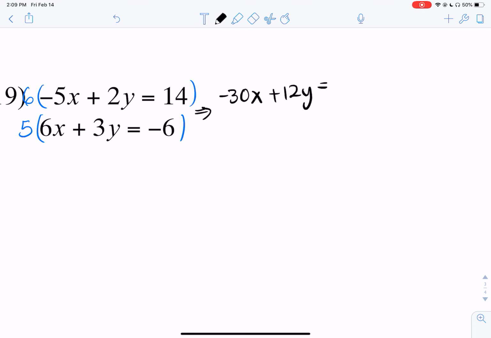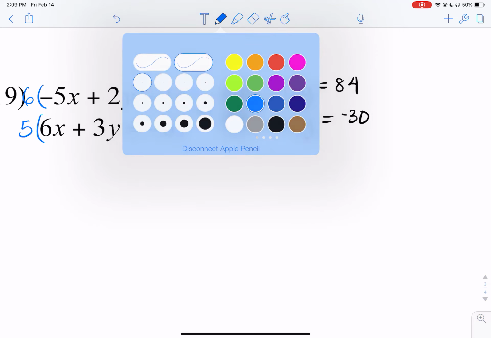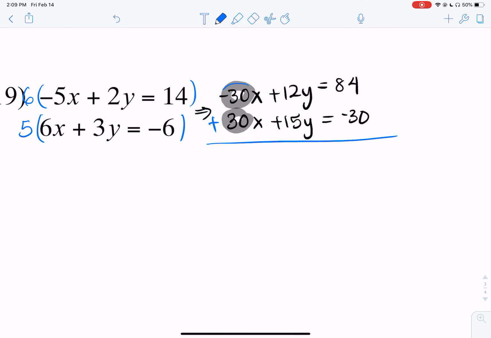plus 12y, and plus 84. Multiplying the bottom equation by 5, that's going to give you plus 30x, plus 15y, and negative 30. And look at this. These two numbers are opposites of each other. So now, if I add going down, this negative 30 and this positive 30 becomes 0, and that gets eliminated.